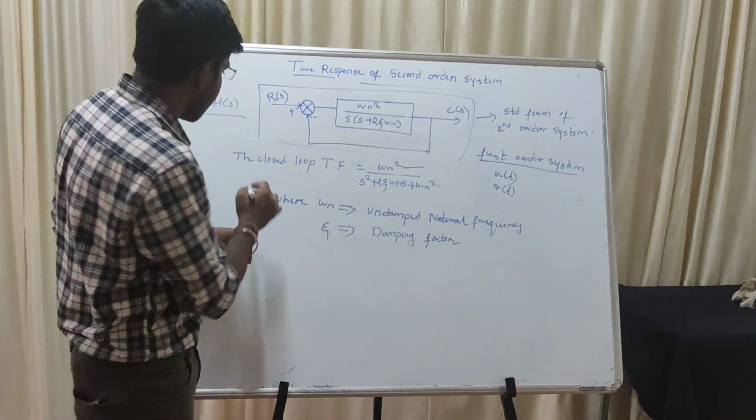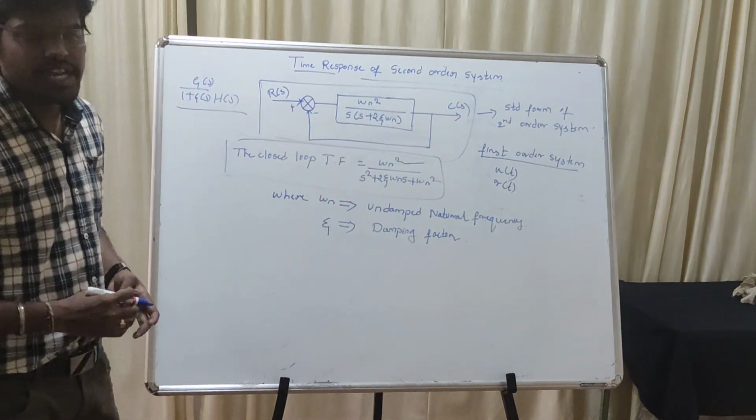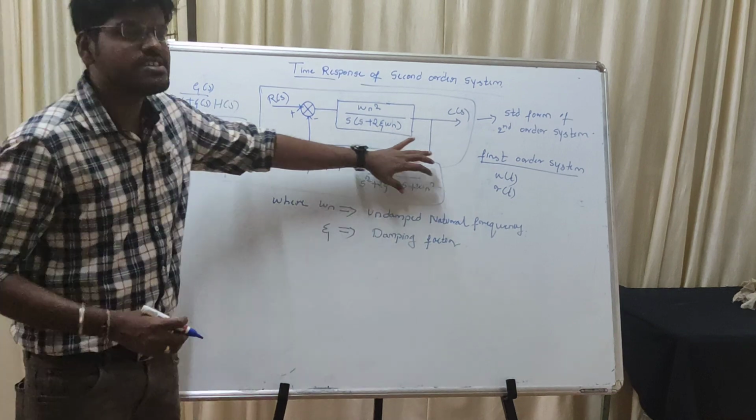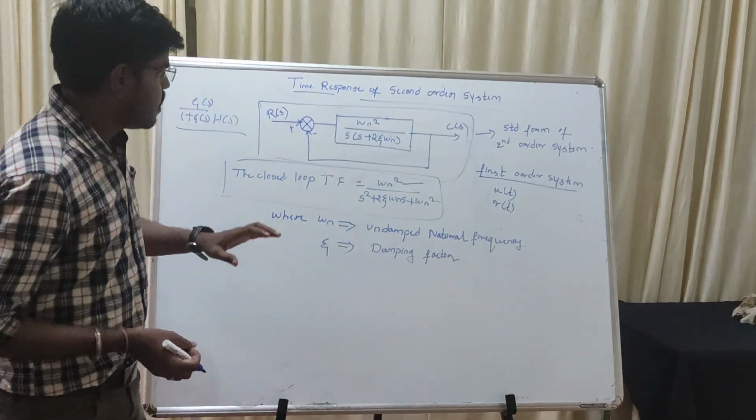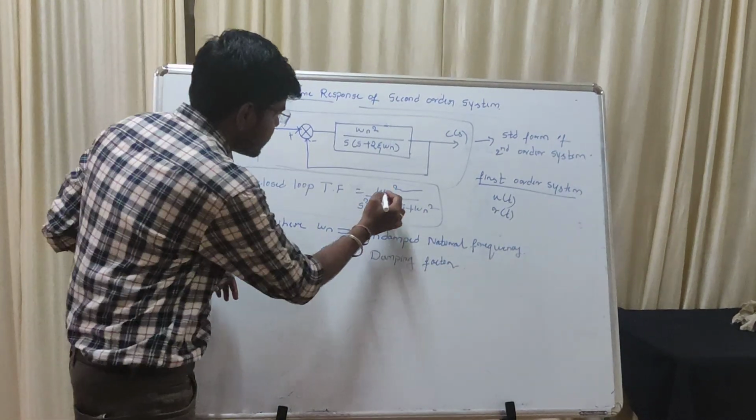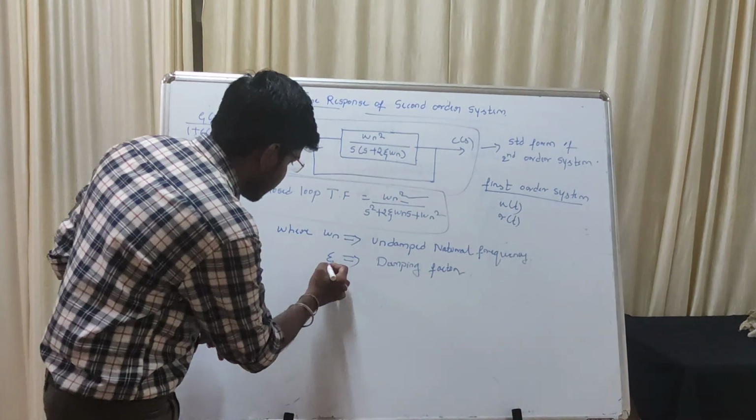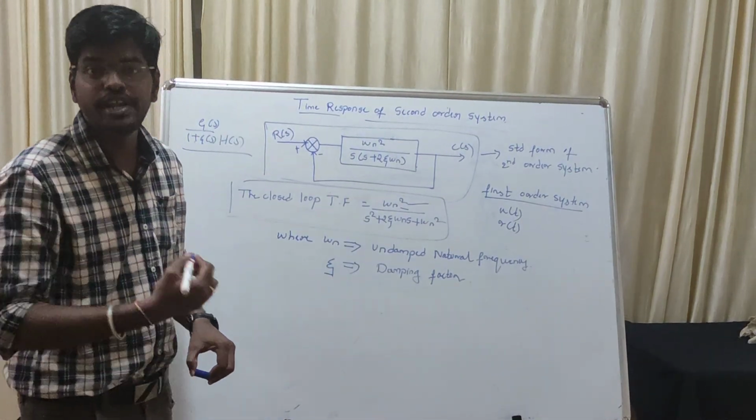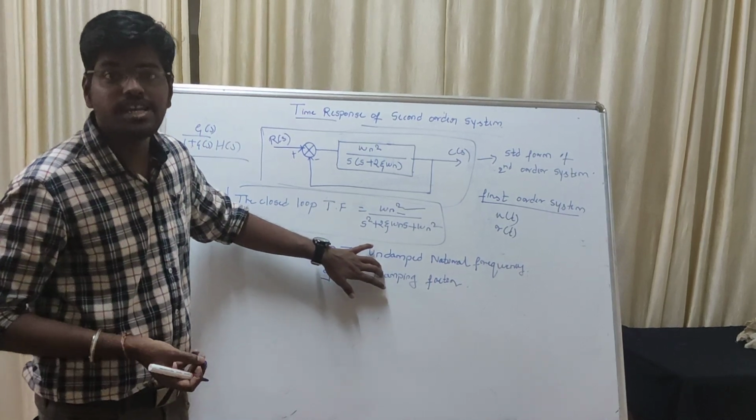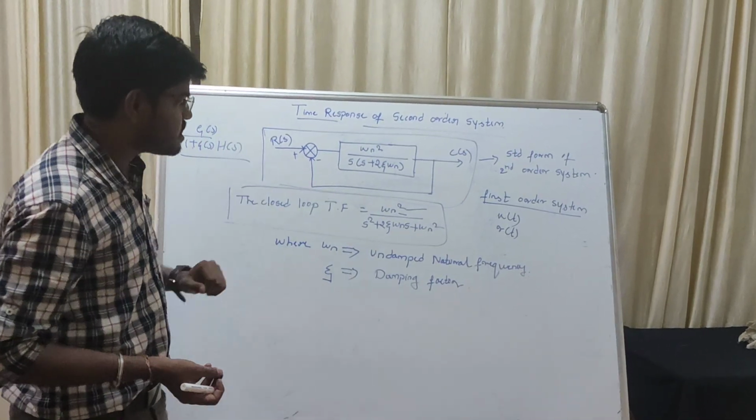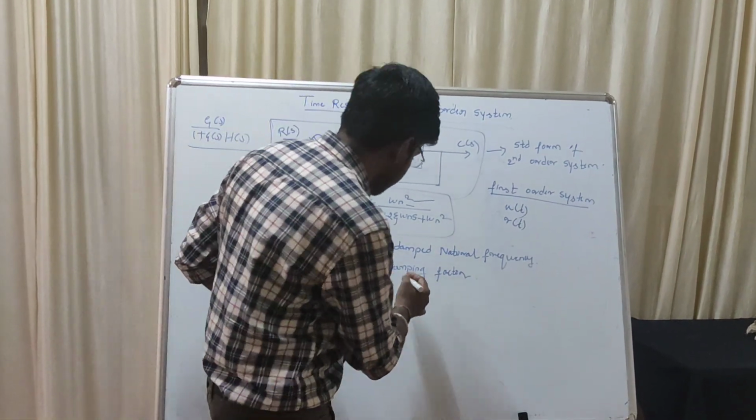So this is the standard transfer function for any second order system. Any second order system will be compared with this standard transfer function. Here omega n indicates the undamped natural frequency in hertz and zeta indicates the damping factor or damping ratio. Based on this damping ratio, the control system is classified. In the first lecture we saw that the control system is classified based on this damping factor.